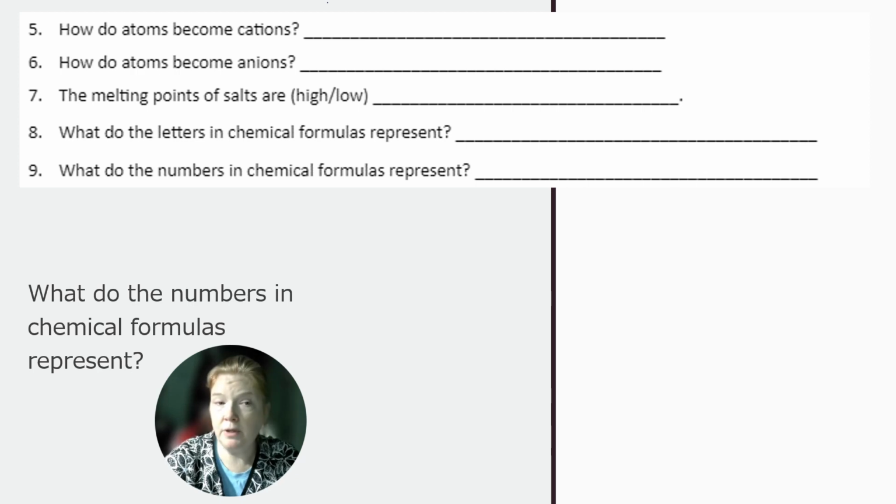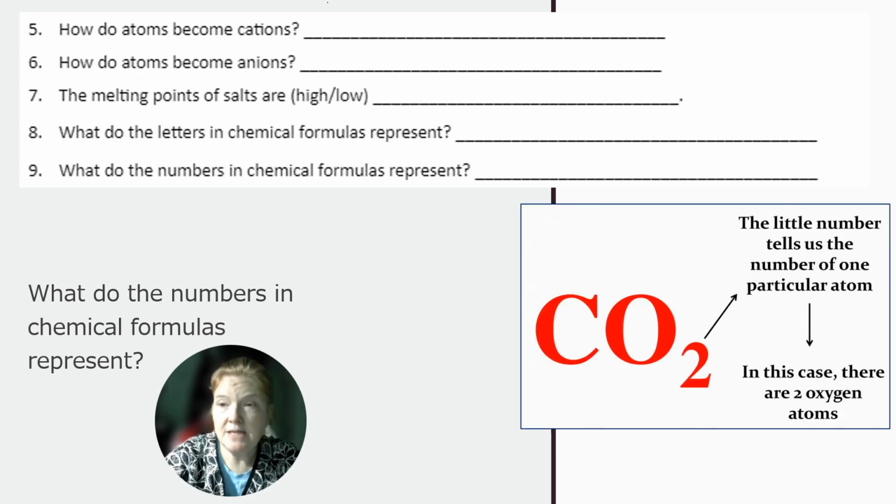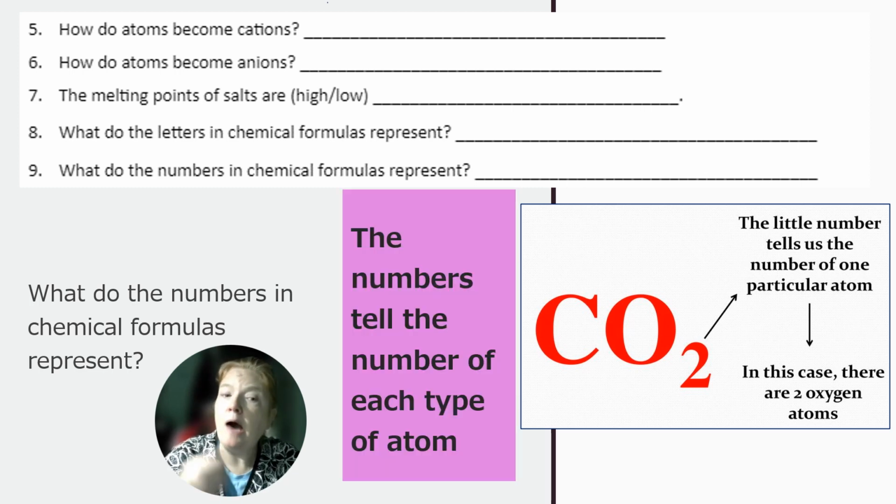What do the numbers in chemical formulas represent? Well, the numbers tell us how many of that atom. So how many of the oxygen atom, or how many of the carbon atom. If there is no number here, that means it's a 1. We just don't write the ones.